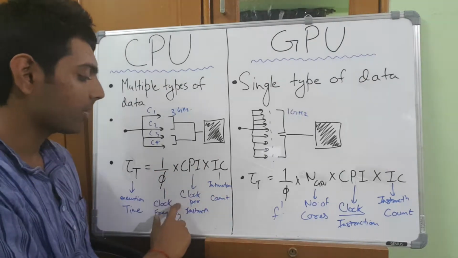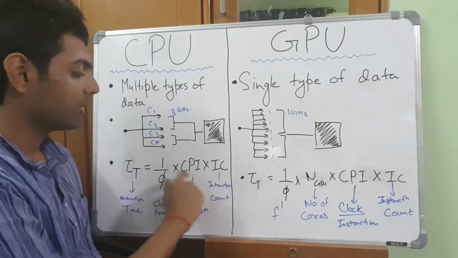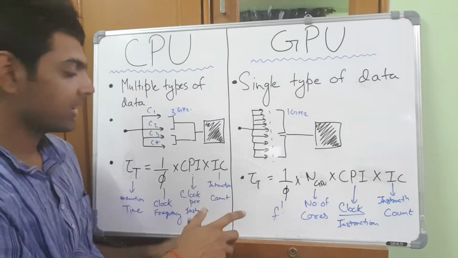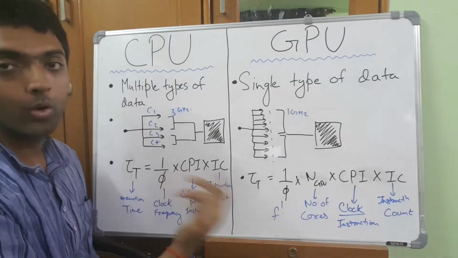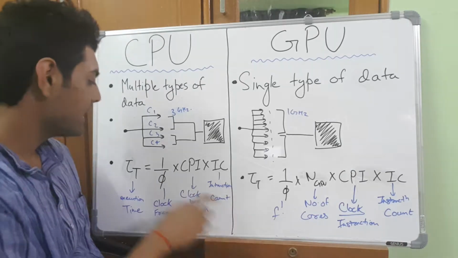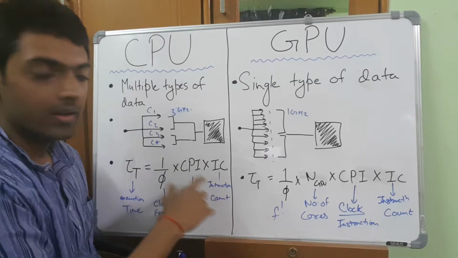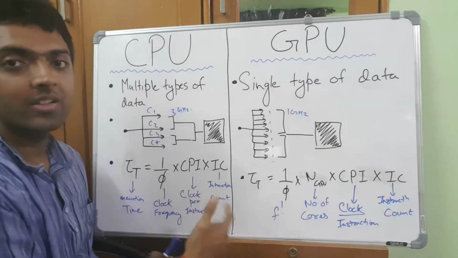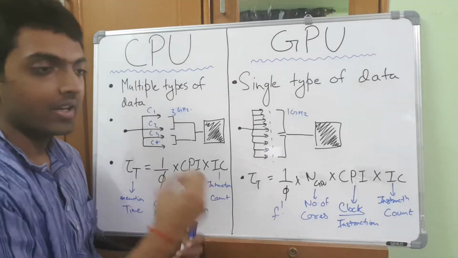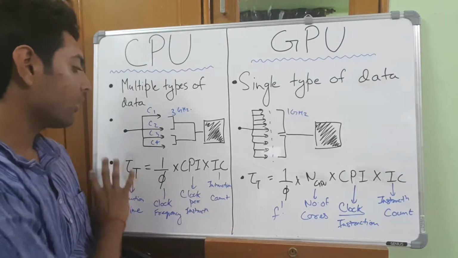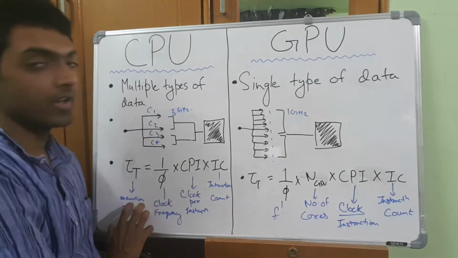CPI basically means clocks per instruction. So how many clocks you need for that particular instruction to be executed will be multiplied. If you have more clocks for a particular instruction, the execution time will also increase. And then multiplied by IC, instruction count. How many instructions do you need to calculate in a particular amount of time? So all of these equations come into the picture and tell you the execution time.